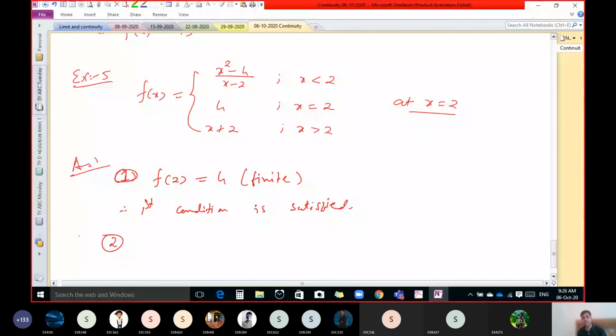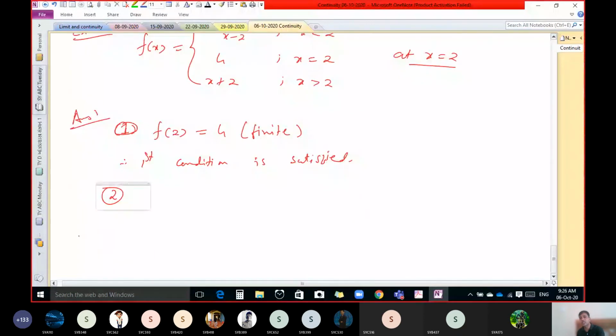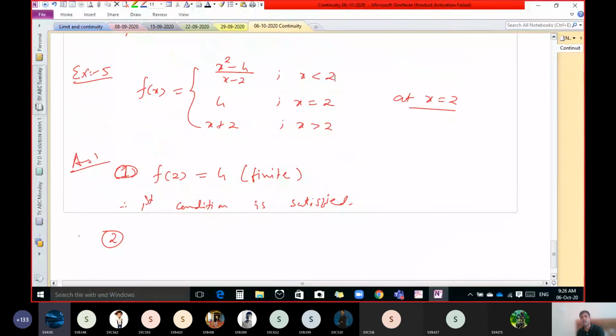Okay, second condition. Is it a simple function or a step function? Step function. So you have to find out two limits. Let us find out the left hand side limit. You can find out left hand side or right hand side, anyone, but we have to find out both the limits. So let us first of all find out the left hand side limit.